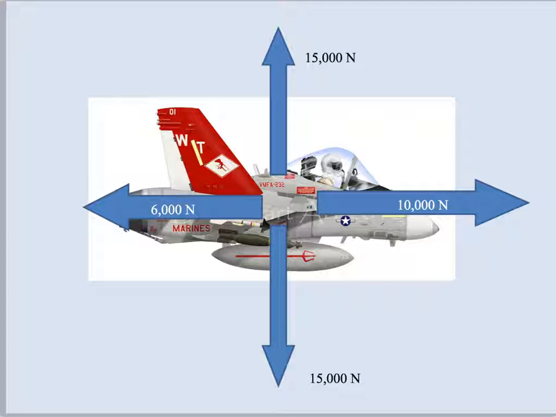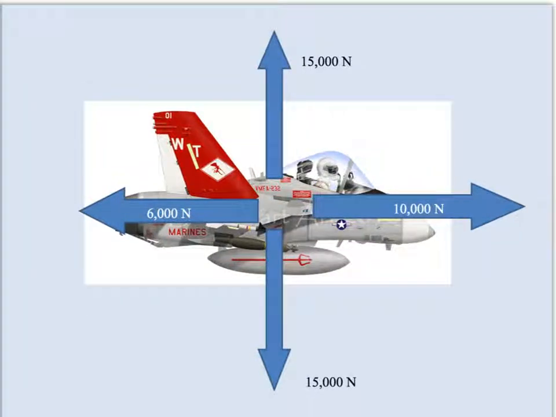All right, so take a look at this slide. We have an airplane, and it looks like along the y-axis, the forces balance out, 15,000 up, 15,000 down. But what about the x-axis? What do you see? I see the engine thrusting forward with 10,000 newtons, and I see the air friction or drag pushing against the jet with 6,000 newtons.